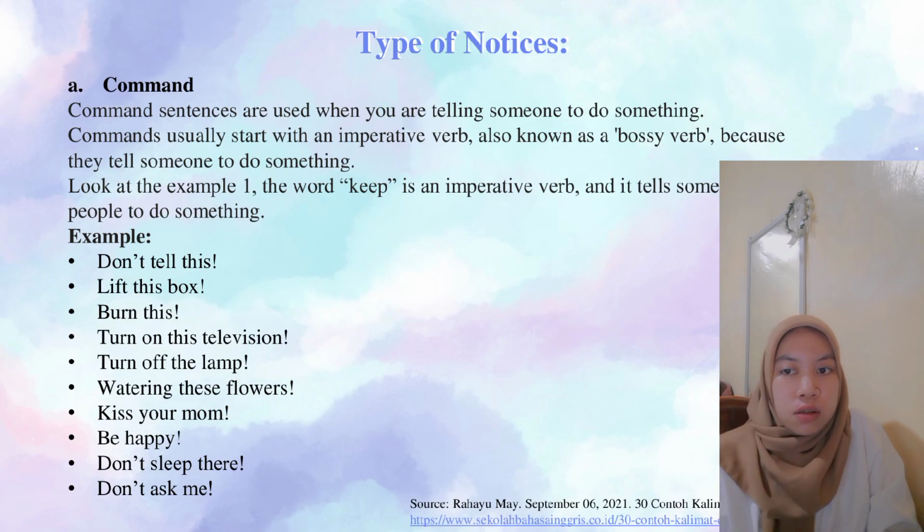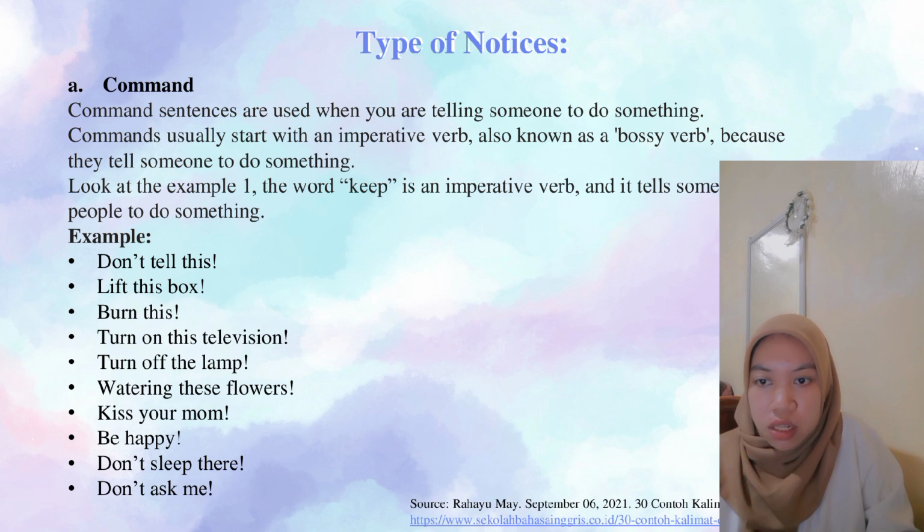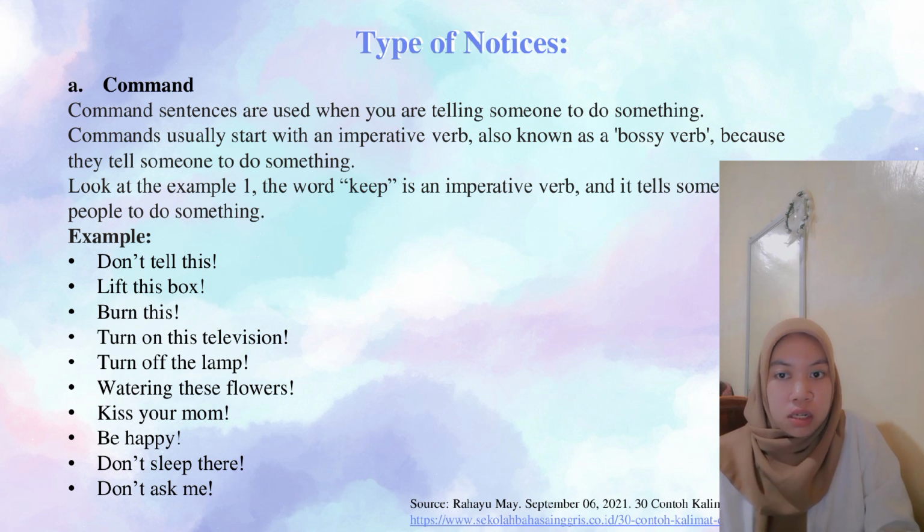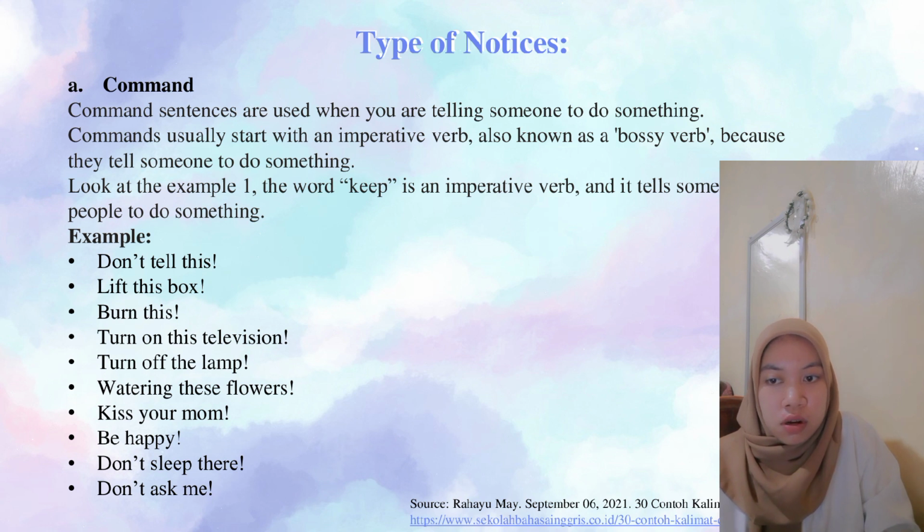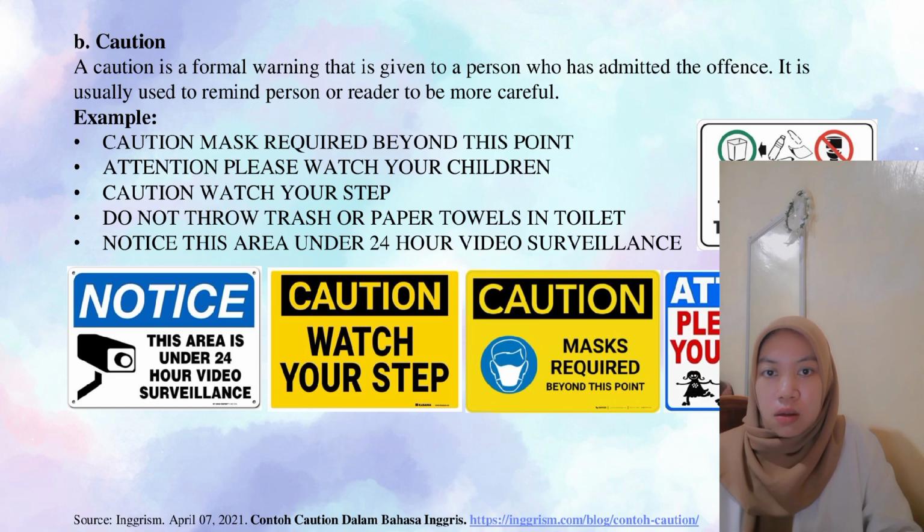Fifth, types of notice. A. Command. Command sentences are used when you are telling someone to do something. Command usually starts with an imperative verb, because they tell someone to do something. Look at the example. Example: don't tell this. Leave this book. Burn this. Turn on this television. Turn off the lamp. Watering these flowers. Kiss your mom. Be happy. Don't sleep there. Don't ask me.